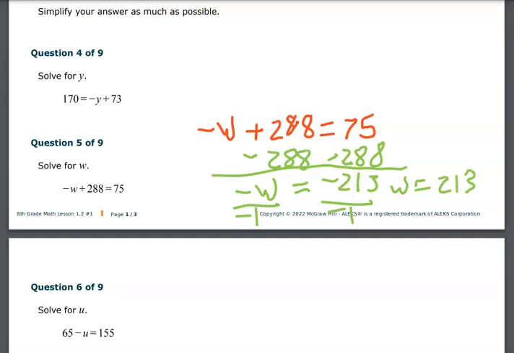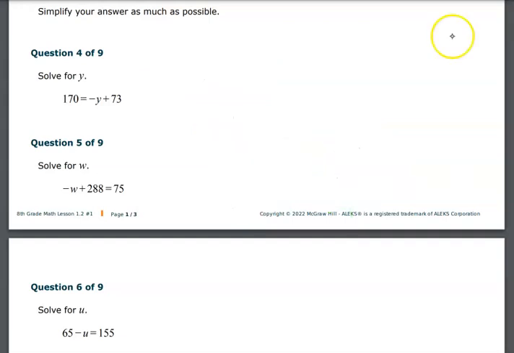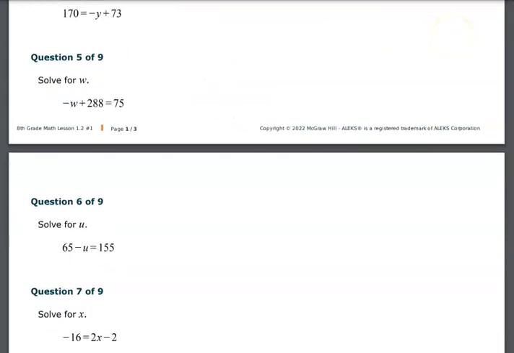Another way you can think about it is, going back to the original point, if I have a negative variable that's been isolated, just make everything the opposite. So this becomes positive, and this becomes positive as well. That's just another way to think about it, if that helps.